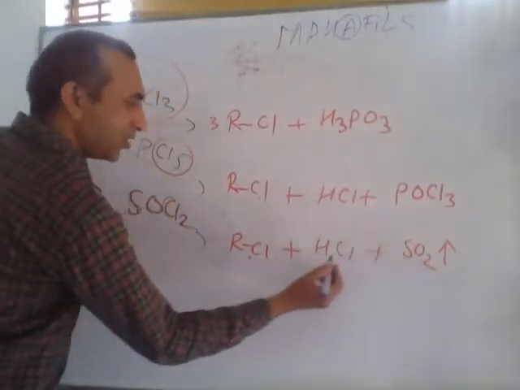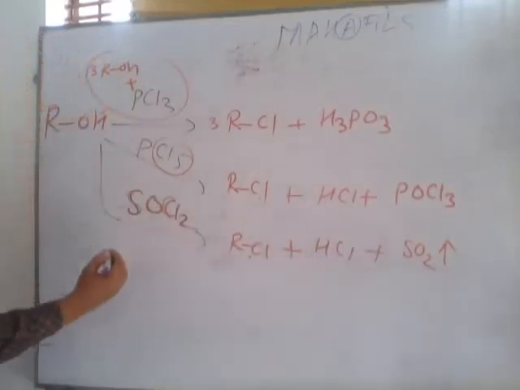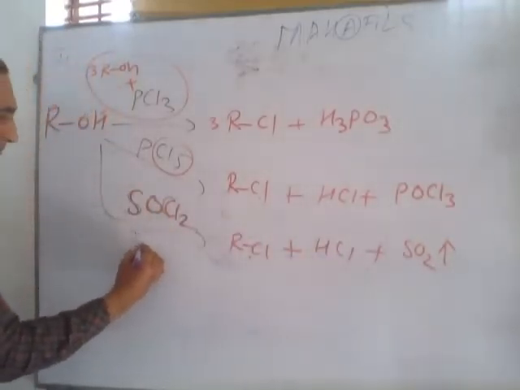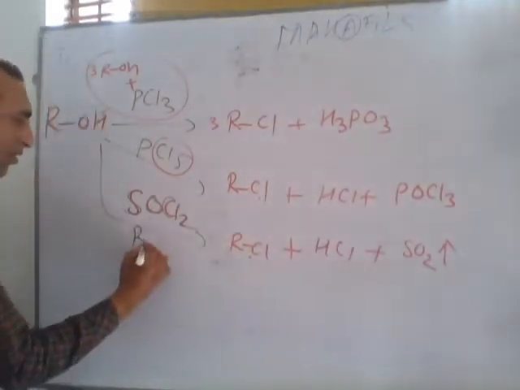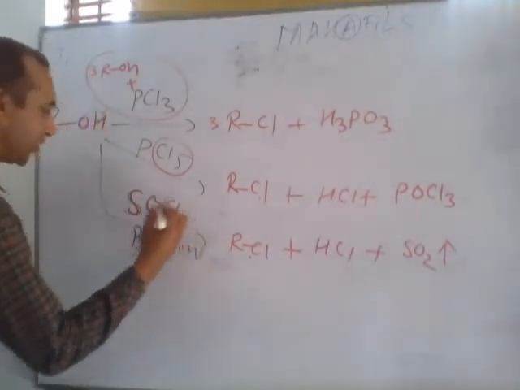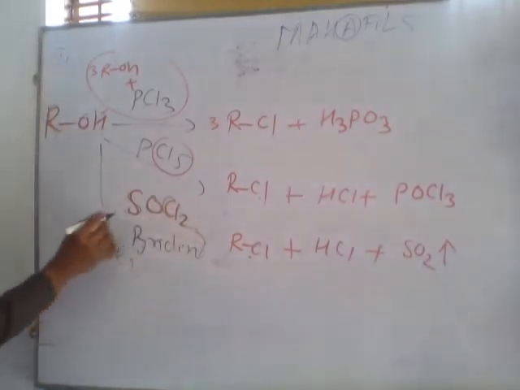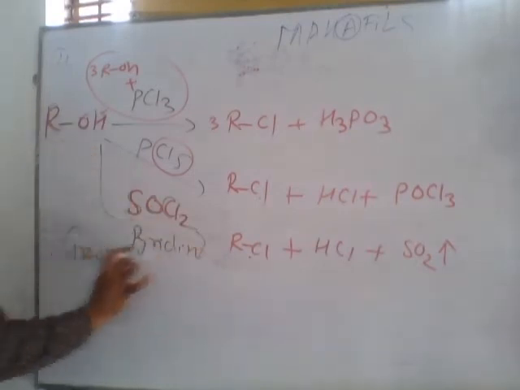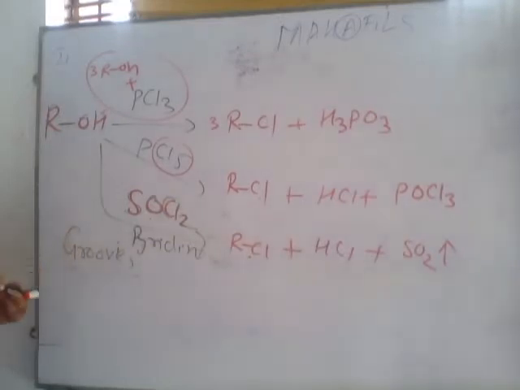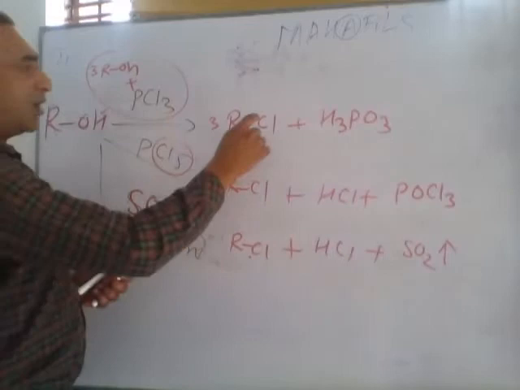This gas liberates HCl, which must be absorbed. In this reaction, we use pyridine, a compound which absorbs this HCl. This last reaction, of SOCl2 with alcohol in the presence of pyridine, is called Darzens' reaction. Listen: in all these reactions, we use chlorine.